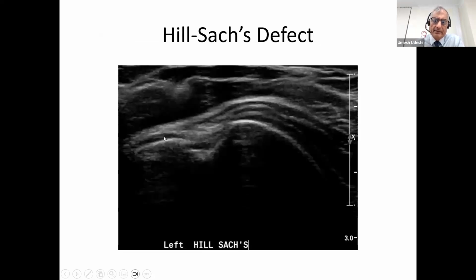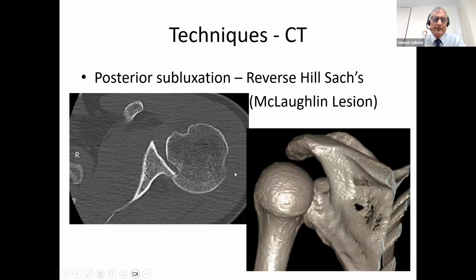This scan here is through the posterior surface of the humeral head. A transverse scan is showing this bony defect. So that's the Hill-Sachs defect from previous dislocation. And here's a CT, and you can see how beautifully it demonstrates the bony anatomy. And if there was any calcification in the image, that would show very well as well.